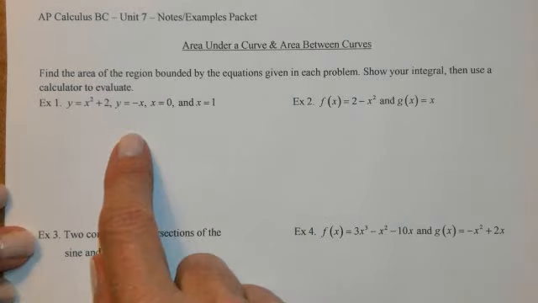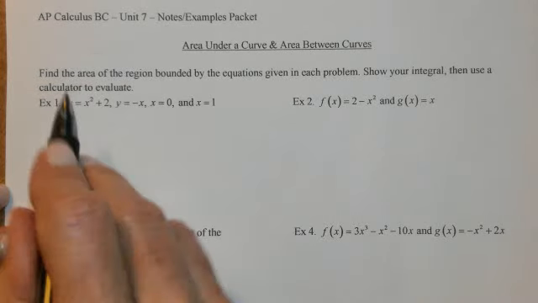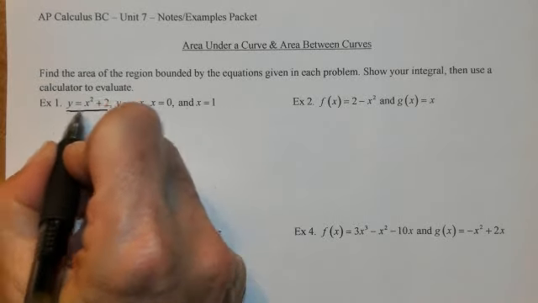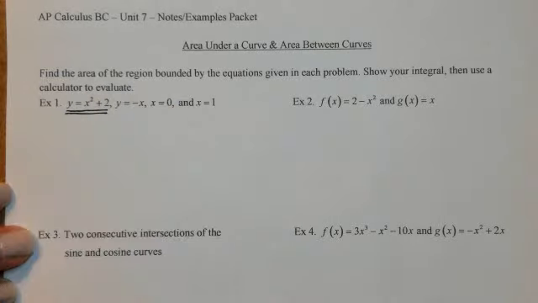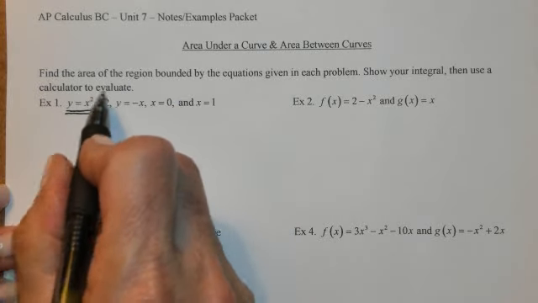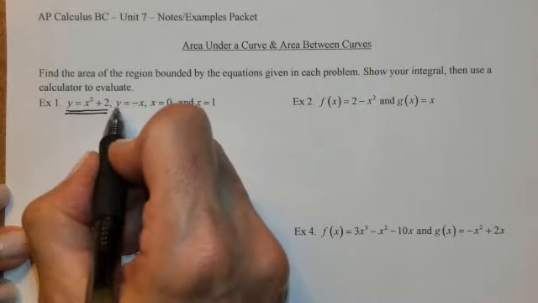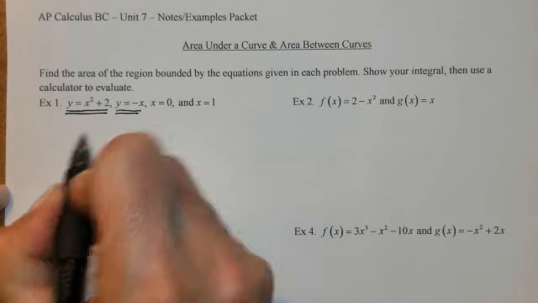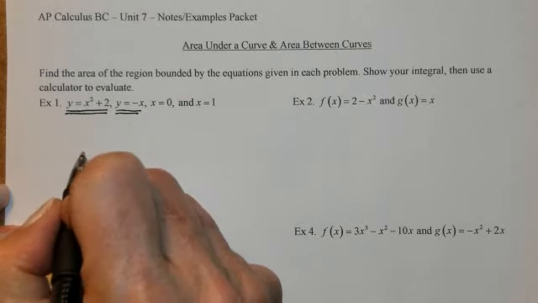But some of them, the ones that we can easily do by hand, I would rather do by hand, okay? Plus it's a good review of what these curves look like. This is just a parabola opening up, right? Shifted 2 units up. This is just a line through the origin, right, with slope -1.